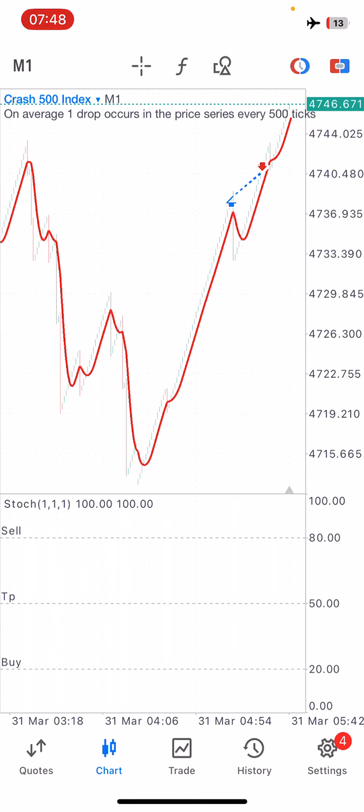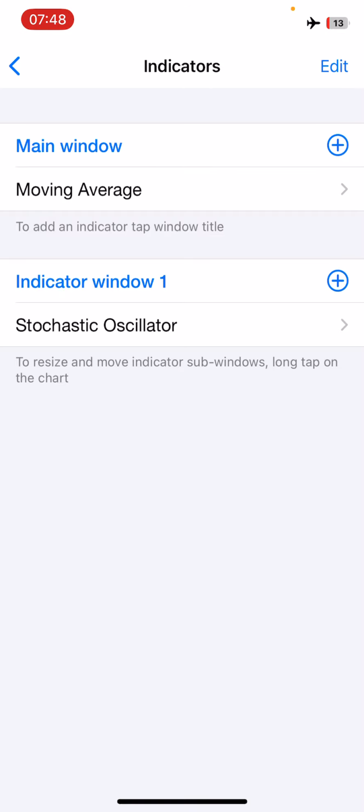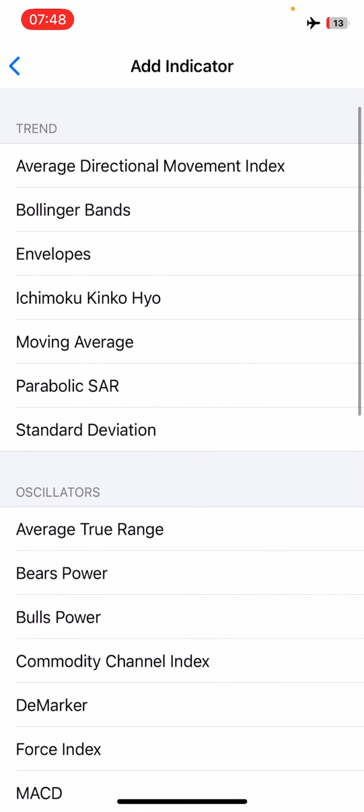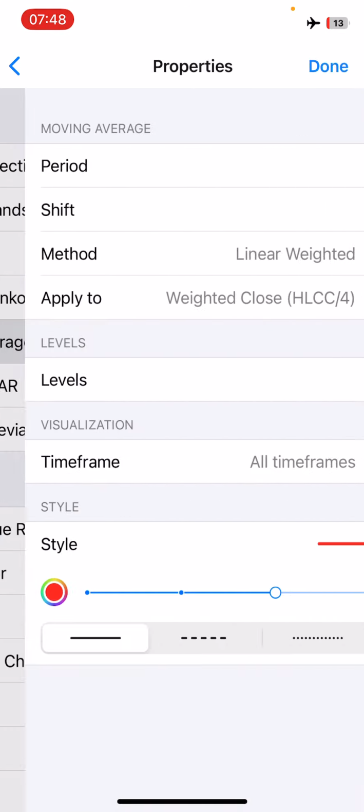And then last but not least, I'm going to add another indicator to our indicator window one, and this time it's going to be a moving average. The properties are as follows. We're going to have a period of 7. The shift is going to go back to 0. The method is going to change to simple, and apply to is also going to change to close. Then the color, let me change this from red to green. Okay, so this will be the final properties for this indicator, and then I'll click done.